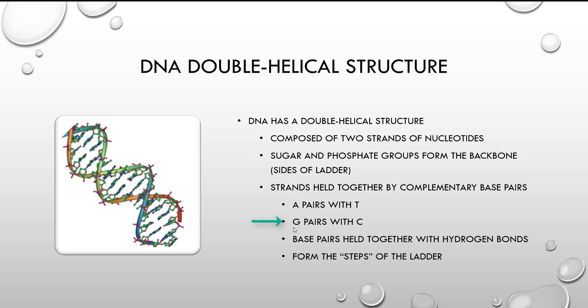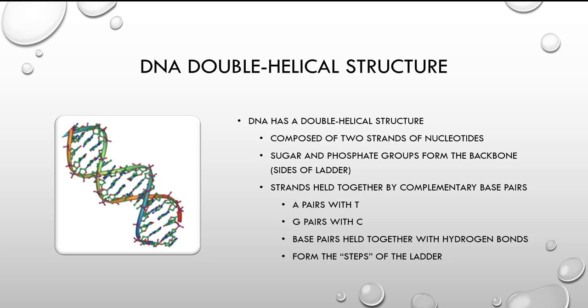So you'll never see guanine pair up with thymine, you'll never see it pair up with adenine. It always pairs up with cytosine. Okay? So the A pairs up with the T, the G pairs up with the C. You'll never see them pairing up with anything else in a DNA double helix. Okay? So that is our double helix structure.